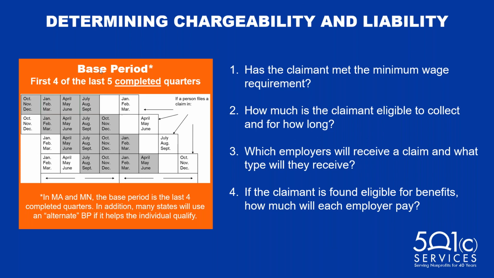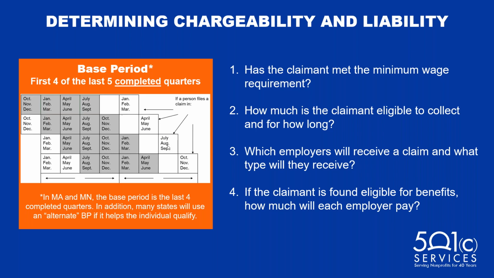So this chart here is to help you figure out what that base period is. If you look at where the arrows are pointing in those white unshaded boxes to the far right, that's your filing month. So right now we're in the month of August. That's the third box down there on the right.